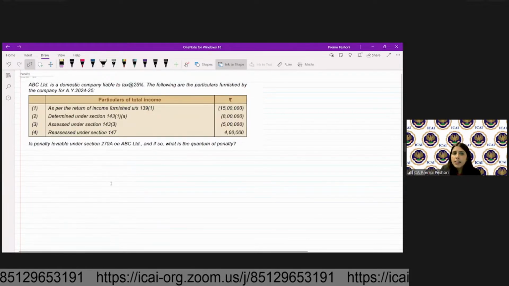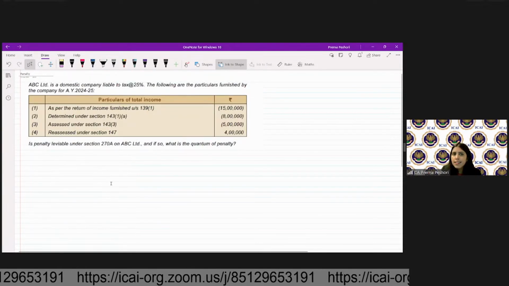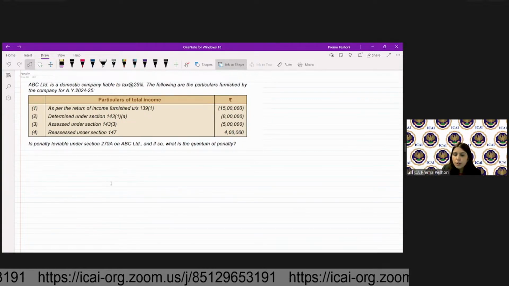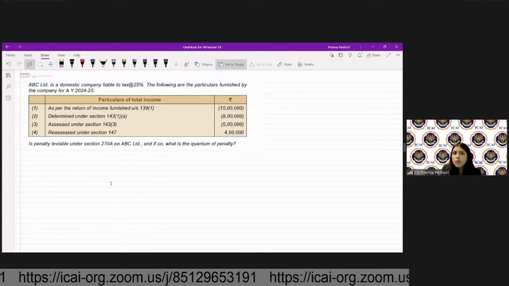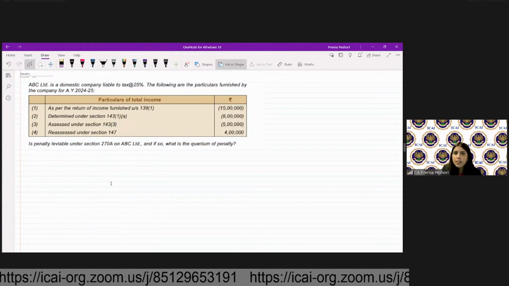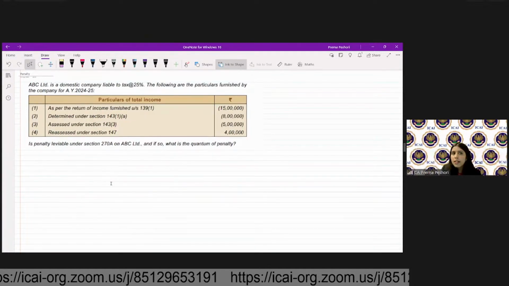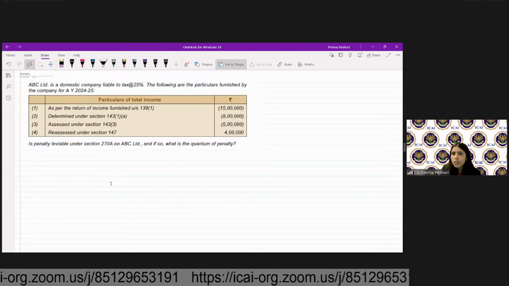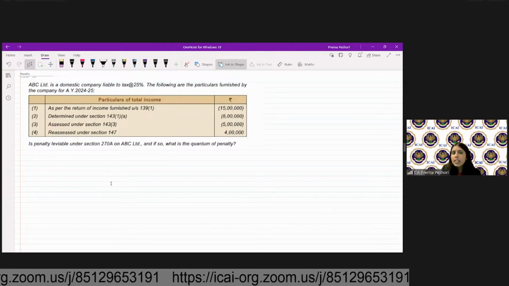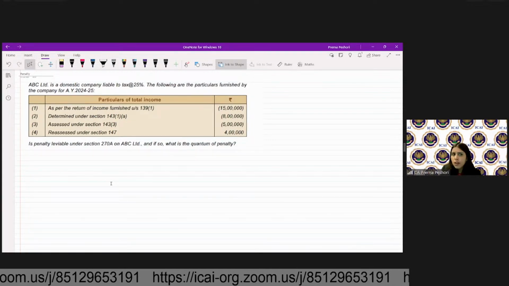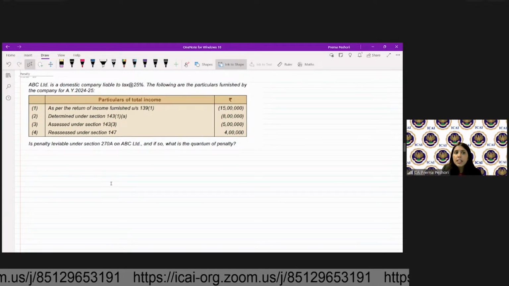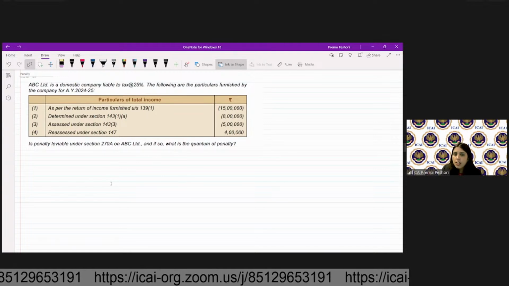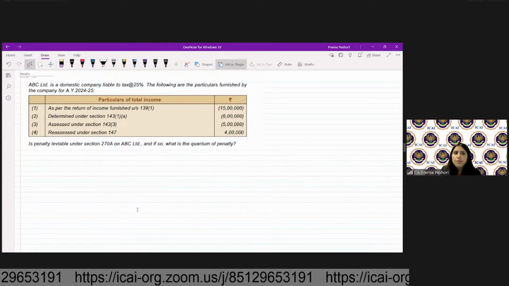Okay. ABC is a domestic company liable to tax at the rate of 25%. Following are the particulars furnished by the company for AY 24-25. As per the return of income furnished under 139(1), it is 15 lakh loss. Determined under 143(1)(a), it is 8 lakh loss. Assessed under 143(3), it is 5 lakh loss. And reassessed under 147, 4 lakh is the income. So is penalty leviable under 270A? These kind of questions are generally asked. So how will you start with it?